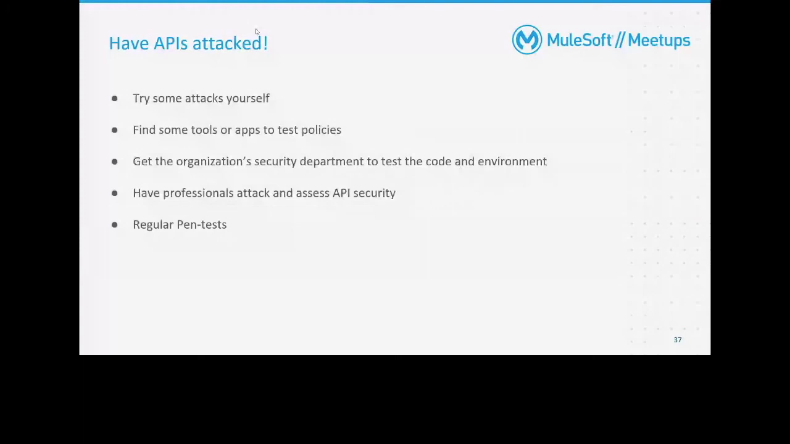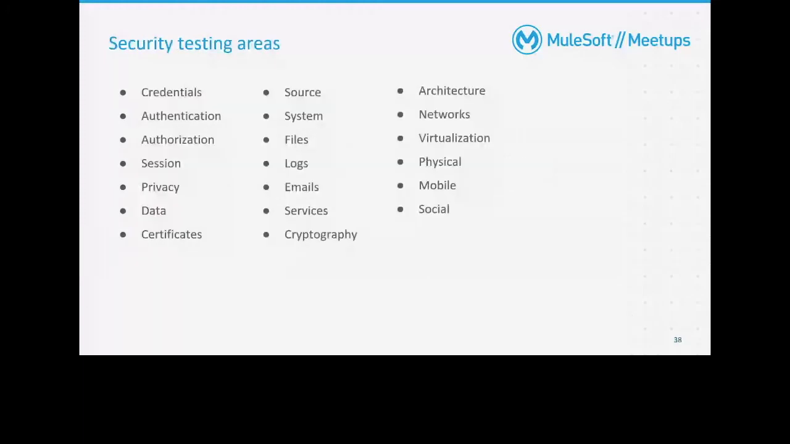These are some of the security testing areas. You could have your APIs tested for credentials, authentication, authorization, session, privacy, data, certificates, and all that for the data, and even tested from the network layer or from the physical layer. This will help in knowing if there's anything wrong and if there's anything that has been missed.